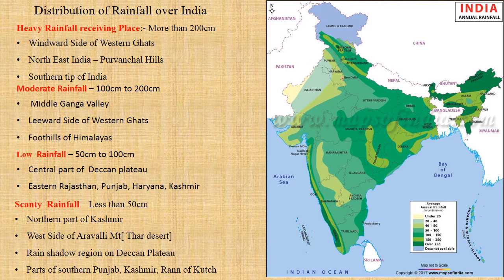Let us go to the scanty rainfall, that is less than 50 centimeters. So if we say less than 50 centimeters, it is very less rainfall received in northern part of Kashmir, Aravalli's west side where Thar desert is formed, rain shadow regions of Deccan Plateau, and the parts of southern Punjab, Kashmir again, and Rann of Kutch in Gujarat. So these places receive scanty rainfall. Let us go to the next slide.